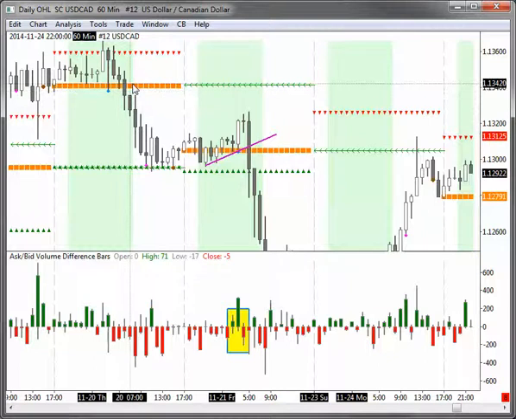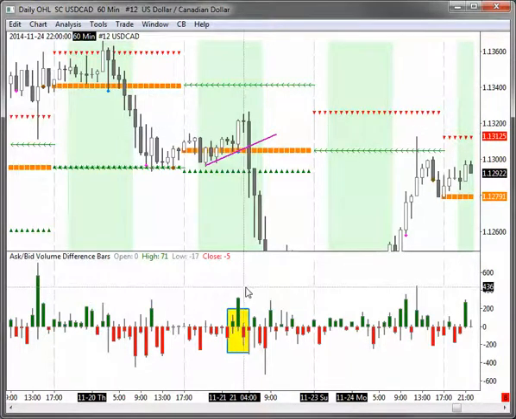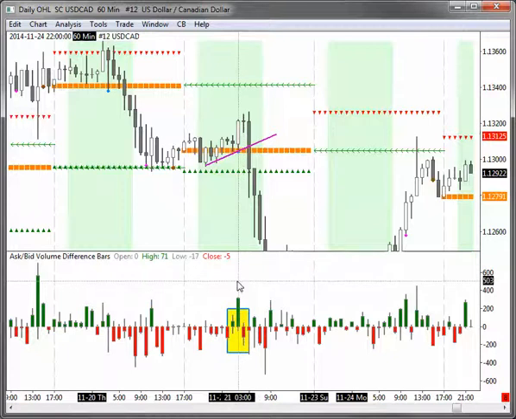So that's very realistic. And so what I'd want to do then is look at the 3 o'clock ask bid volume difference bar. And the 3 o'clock ask bid volume difference bar is this one right here. And then what do I see? I see a nice, strong ask bid volume difference bar. There were more buyers than sellers inside of this bar.